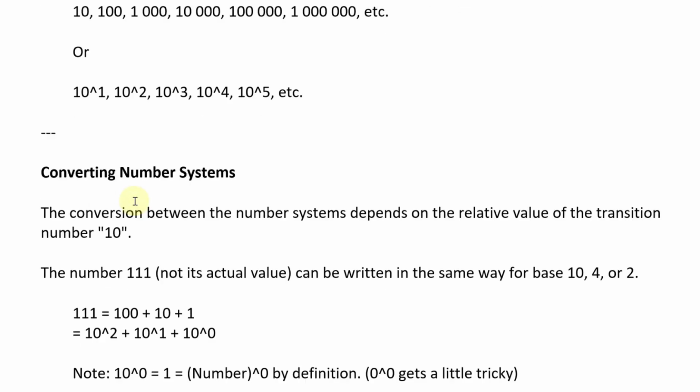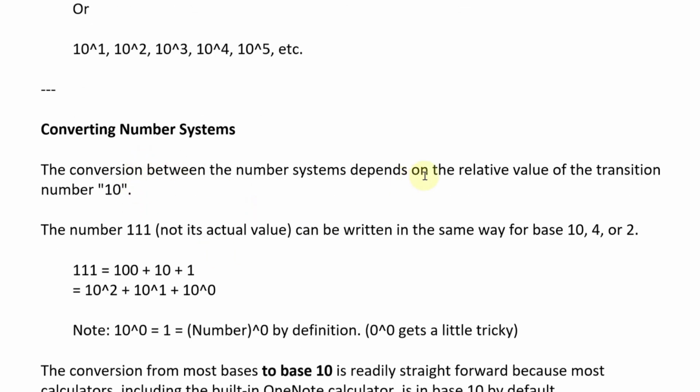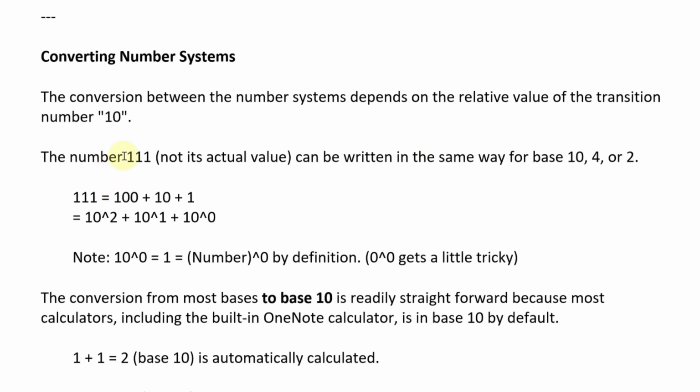Converting a number system. The conversion between number systems depends on the relative value of the transition number, quote, 10. The number 111, not its actual value, can be written in the same way for base 10, 4, 2, or any base number system in general, just because the digit 1 is included in all of these base number systems. So 10 is included from 0 to 9, and this one's included from 0 to 3 for base 4. And for binary, 1 is the only nonzero digit, so 0 to 1, and so on.